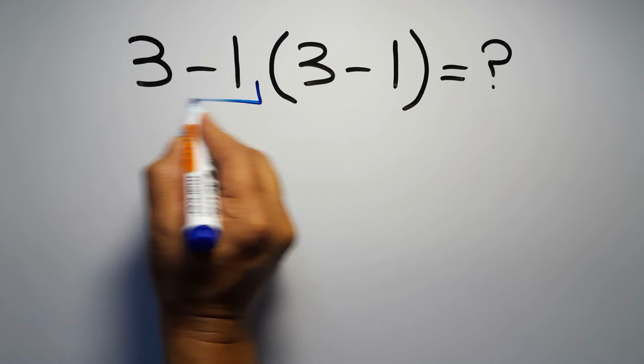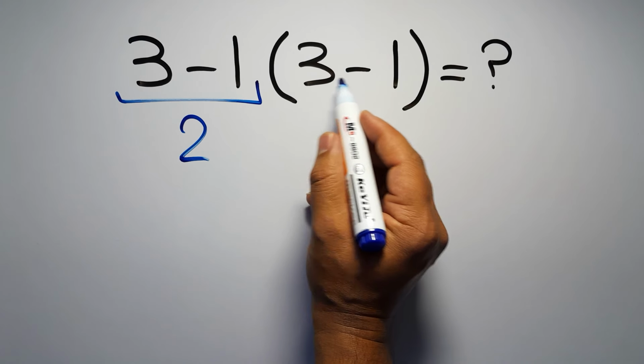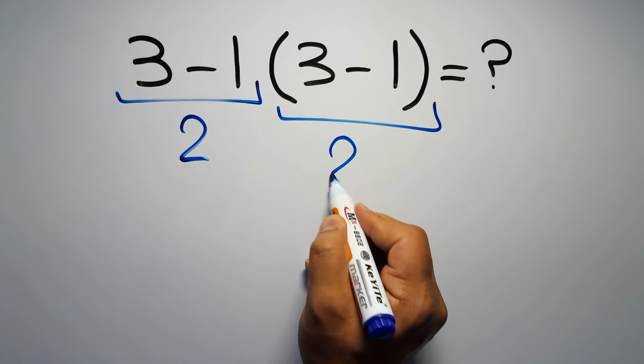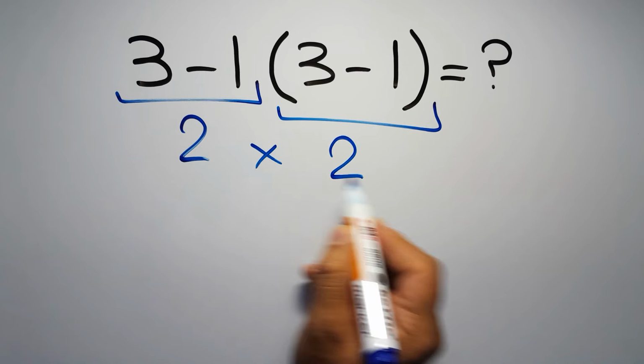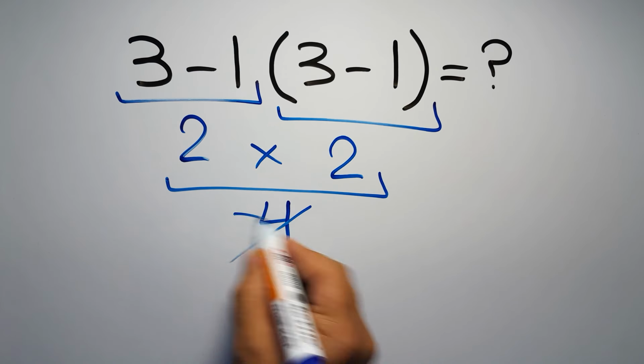3 minus 1 gives us 2. And again here inside this parenthesis we have 3 minus 1. So 2 times 2 equals 4. But this answer is not correct.